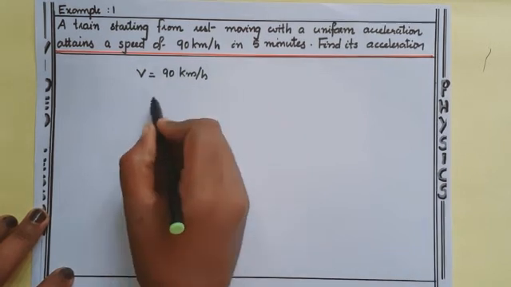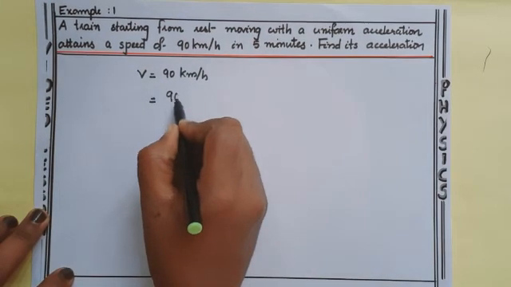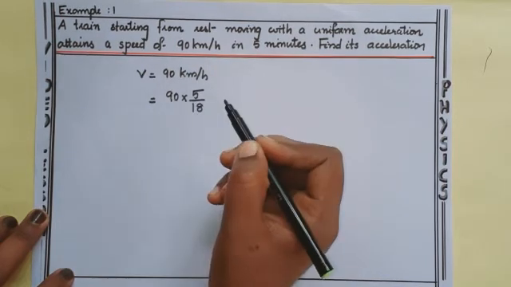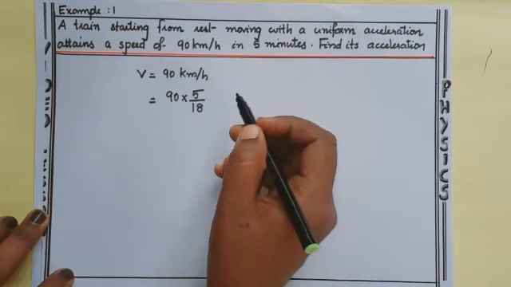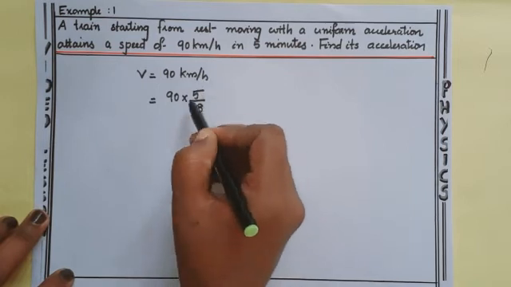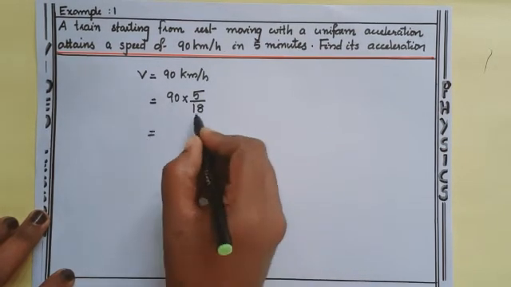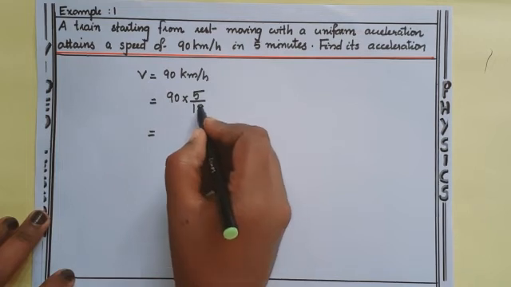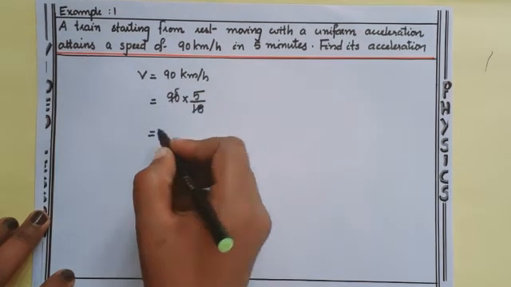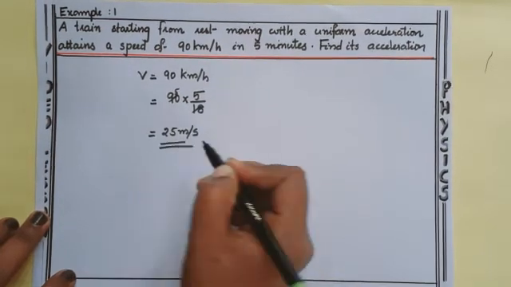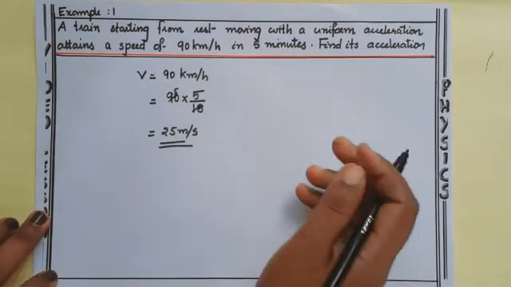We can convert with the help of 5 by 18. 90 into 5 by 18, kilometer per hour into meter per second. So what will we get? 90 into 5 by 18 means 18 times 5, so we get 25 meter per second. So velocity we got in SI unit: 25 meter per second.